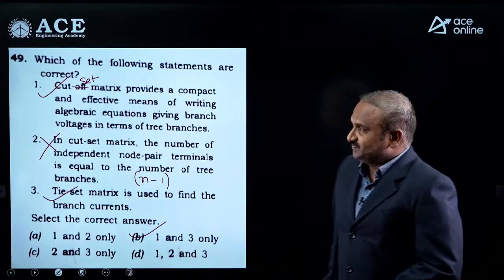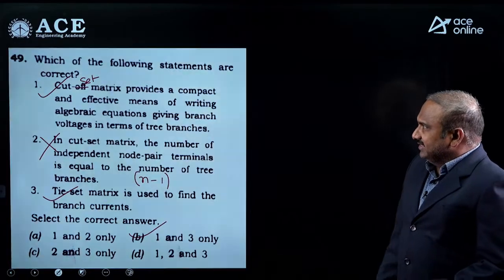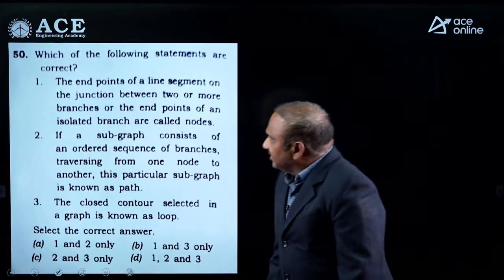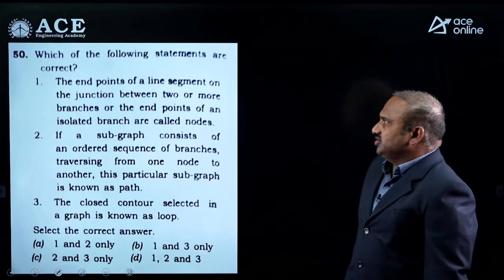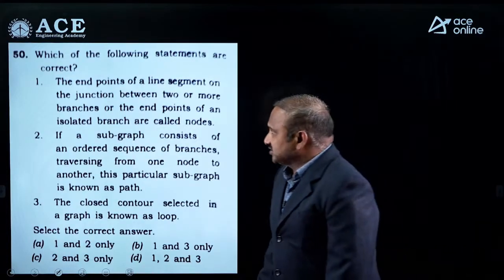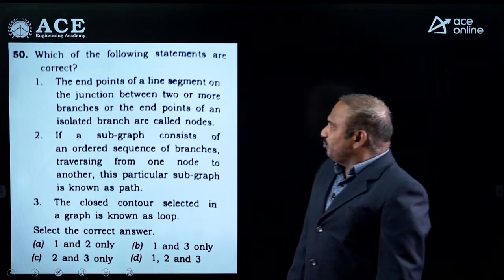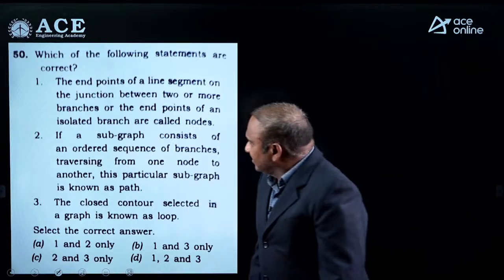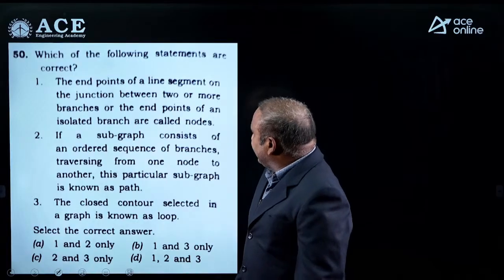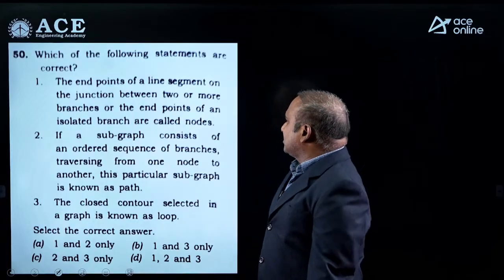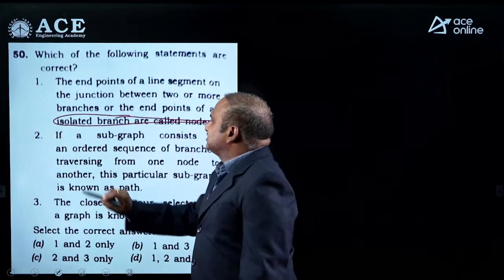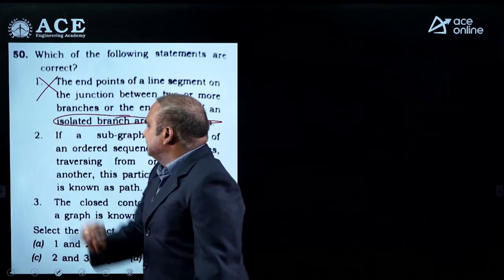It's very simple. Similarly, one more question is given in the same topic, that is graph theory. The question is, which of the following statements are correct? See the first statement: the endpoints of a line segment or the junction between two or more branches, or the endpoints of an isolated branch, are called nodes. Isolated branch being called nodes is not correct. That's why the first statement is not correct.